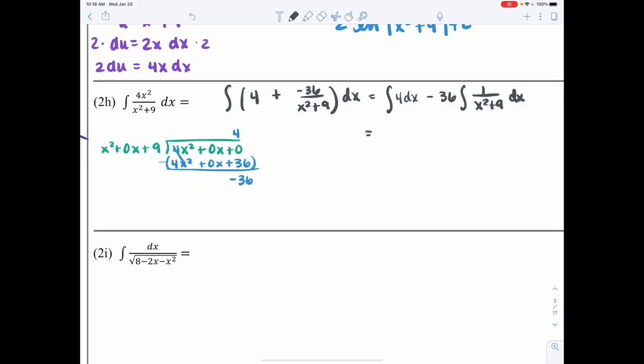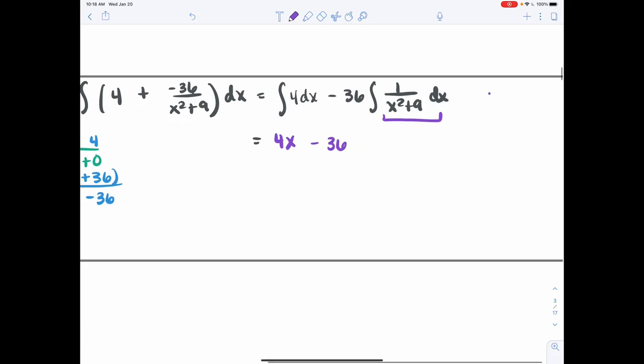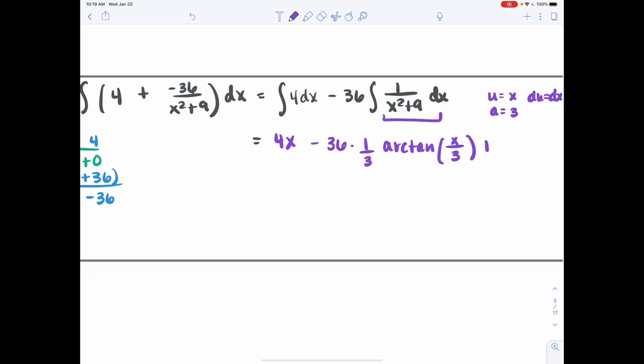And we're ready to go. The antiderivative of 4 is just going to be 4x. We're going to keep our 36. I hope you see this is arctangent. You need to start making sure you see those things where u is x and a is 3, which means du is just dx. So we're going to have a 1 over a arctangent u over a plus c, with a final answer of 4x minus 12 arctangent of x over 3 plus c.